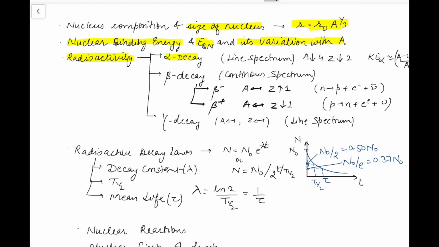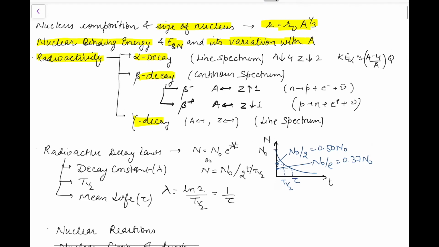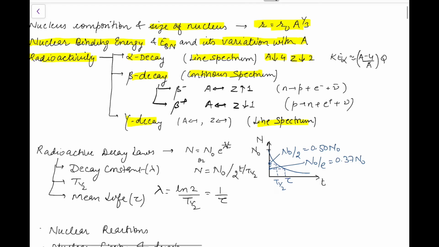We have three mechanisms: alpha, beta and gamma. The alpha and the gamma have a line spectrum, while the beta has a continuous spectrum. In an alpha decay, the mass number decreases by 4, and remember, mass number decreases only in an alpha decay. In a beta or a gamma decay, there is no change in mass number. Here the atomic number decreases by 2, and if Q is the amount of energy released, alpha carries almost the majority of the energy, that is (A minus 4)/A times Q, because alpha emitters generally have A greater than 210.